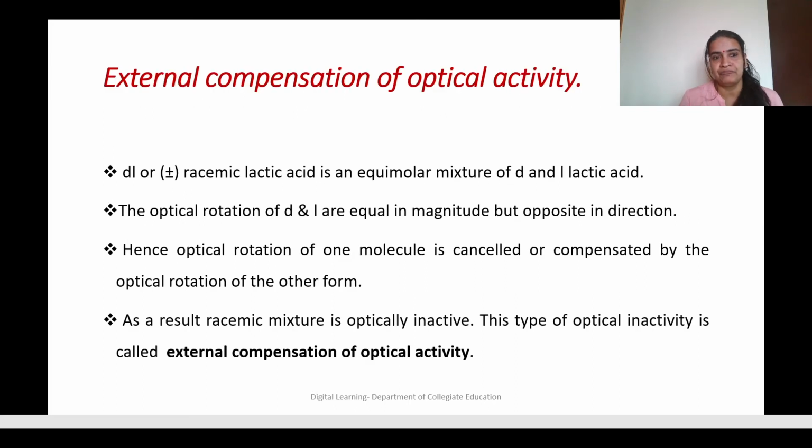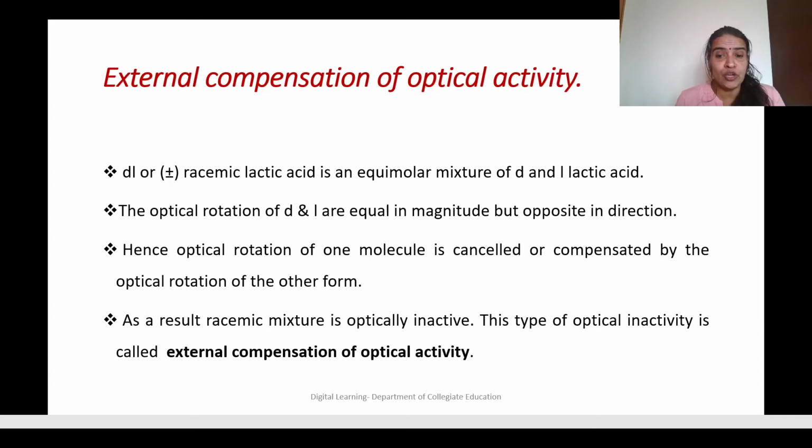Now, there is a term called external compensation of optical activity. What is that? To understand that, we should first understand what is a racemic mixture. So the DL, or the plus or minus racemic lactic acid, is an equimolar mixture of D and L lactic acid. Any enantiomer, not only lactic acid, any optically active isomer which has enantiomers will have a D form and an L form.